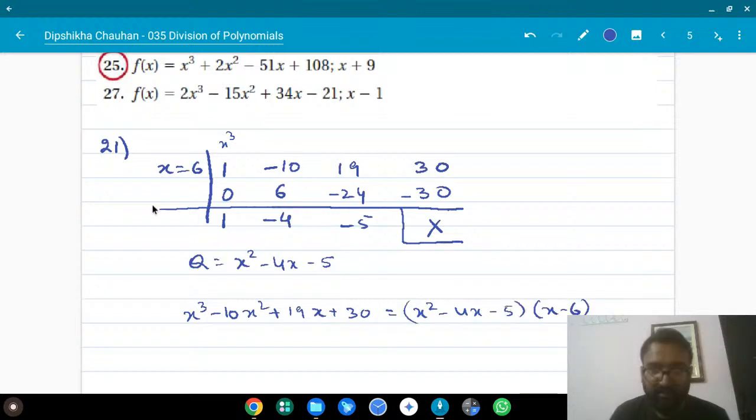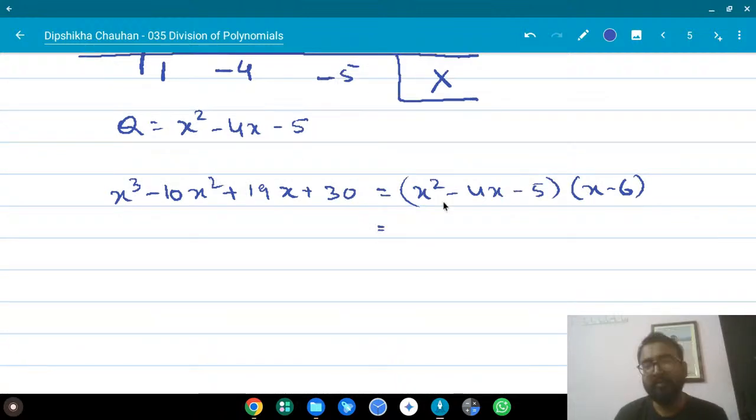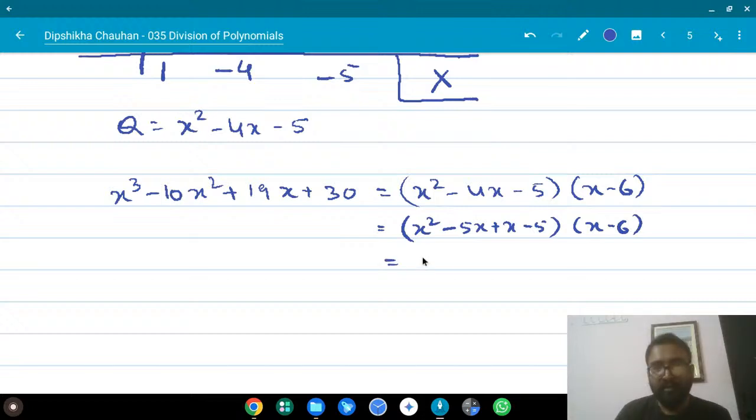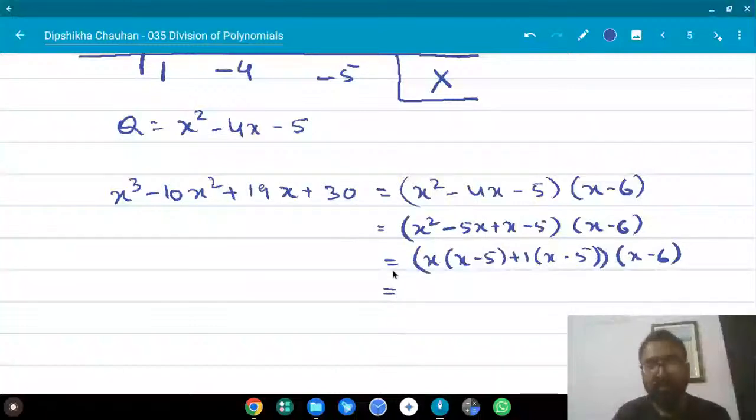Don't write x plus 6. A quadratic equation can be factorized with basic knowledge. It is x square minus 5x plus x minus 5, so x into x minus 5 plus 1 into x minus 5, which is x minus 5 into x plus 1, all into x minus 6. We have to use parentheses, otherwise it goes to wrong logic. It is a complete factorization.